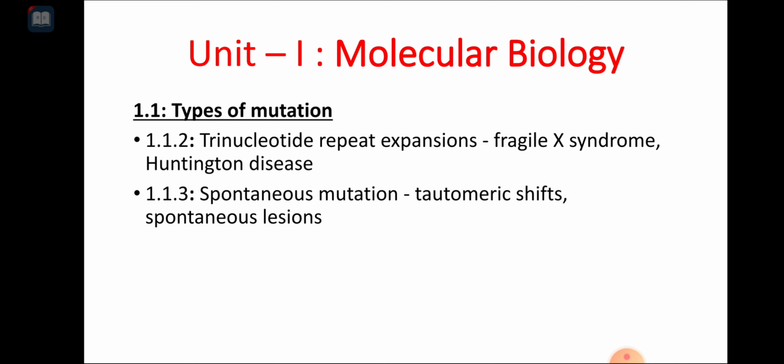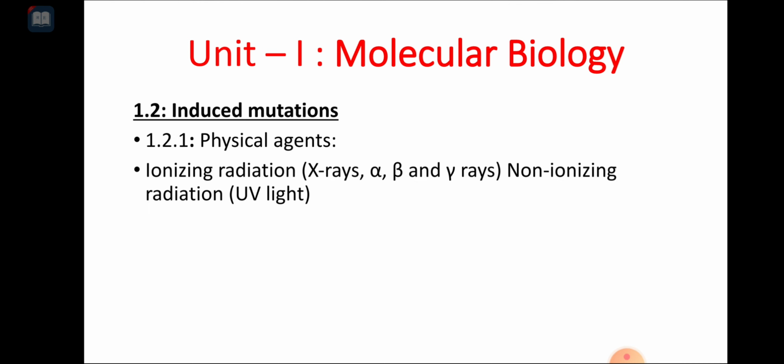Also, you're going to study the trinucleotide repeat expansions and the conditions caused by them, like Fragile X syndrome and Huntington disease. Also, you're going to study spontaneous mutations, in which you will study tautomeric shifts and spontaneous lesions. In the next chapter, you're going to study induced mutation, how mutations are induced. Mutations can be natural, mutations can be induced.